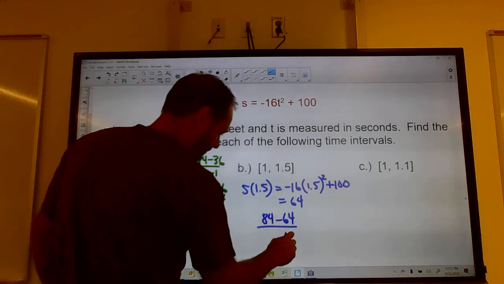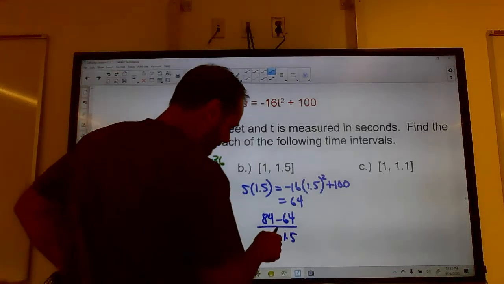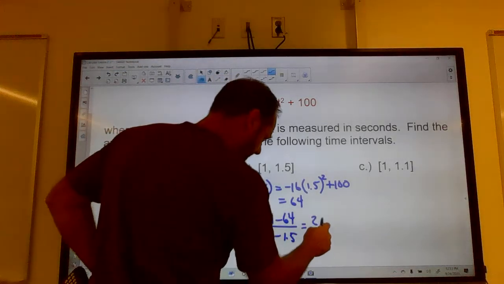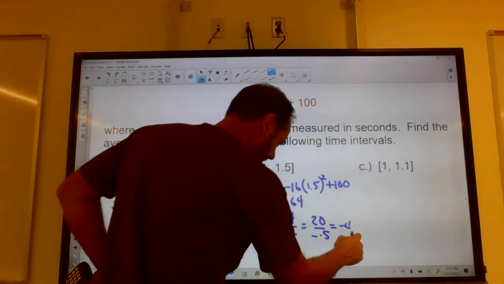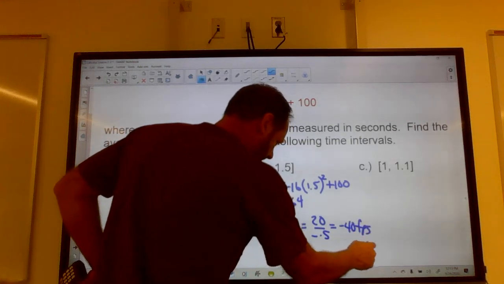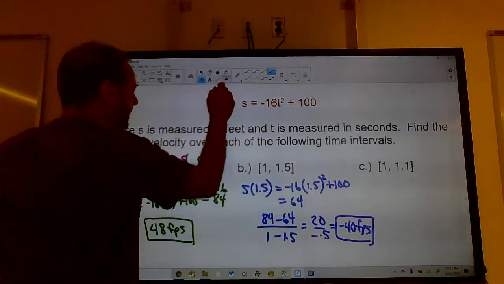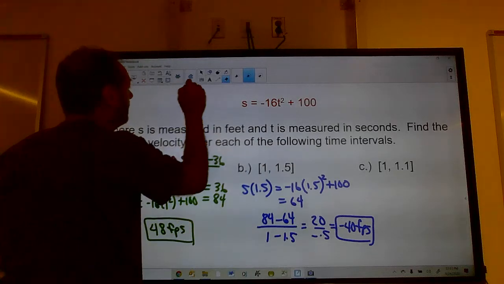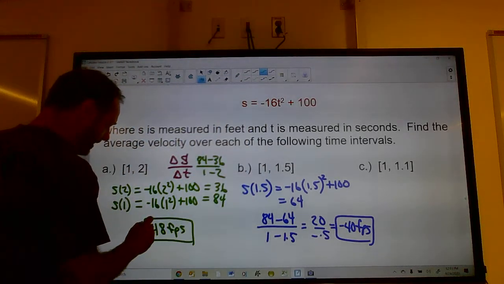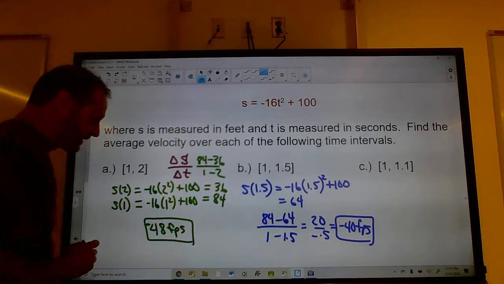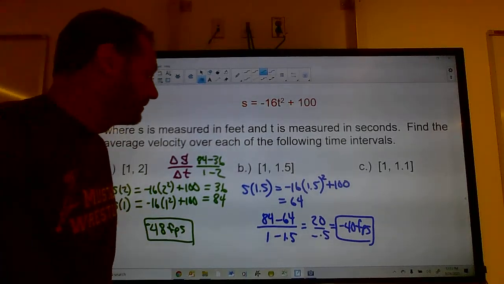1.5 is 64. So this is going to be 1.5 right here. That's going to be 1. So this is going to be 20 divided by negative 0.5, which is going to be negative 40 feet per second. Okay, and if I go back here, I did this one backwards as well. This should have been 1 minus 2. So this would be negative 48 feet per second. The reason that's negative is because it's falling. It's getting closer to the ground.